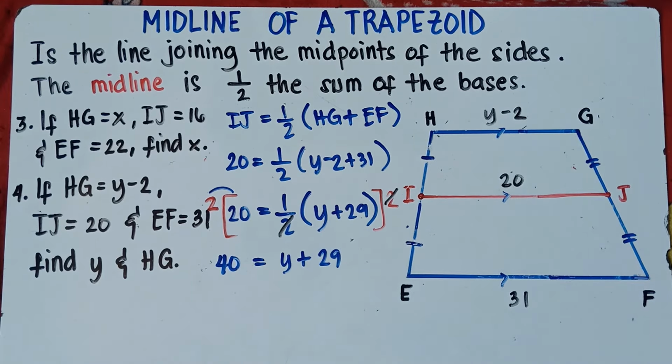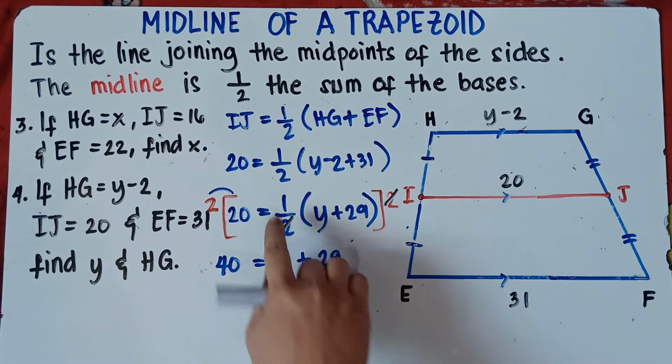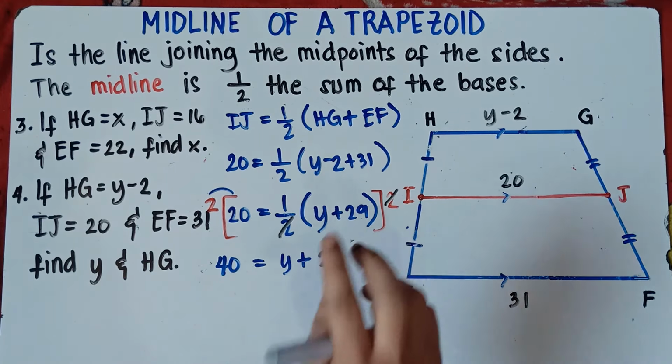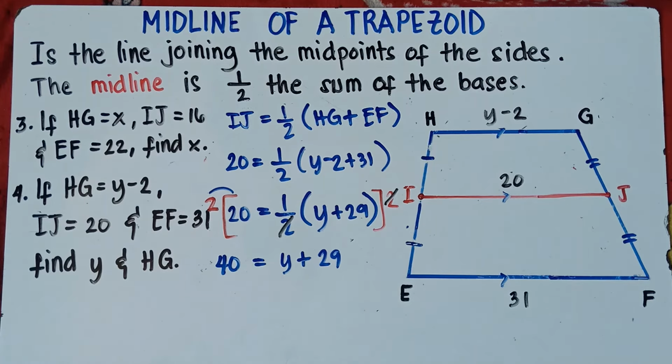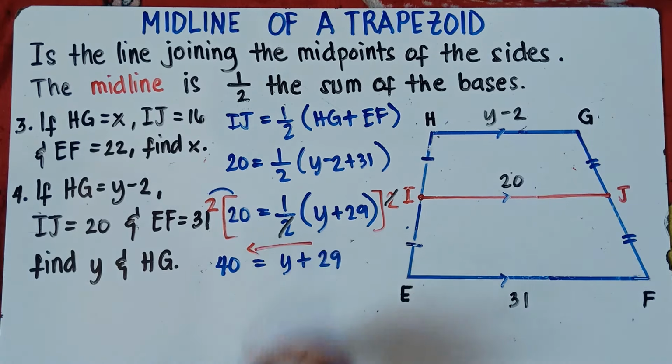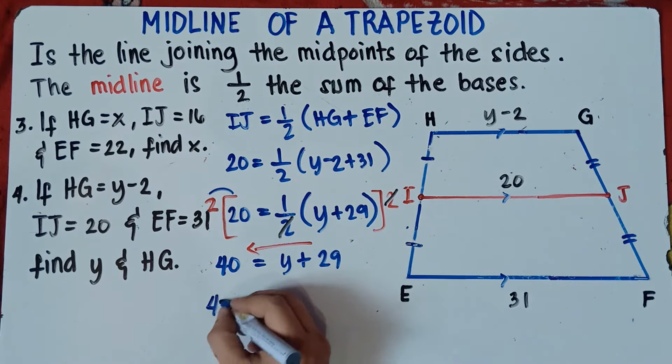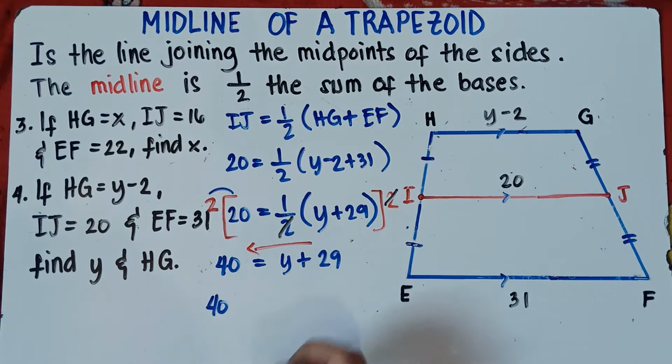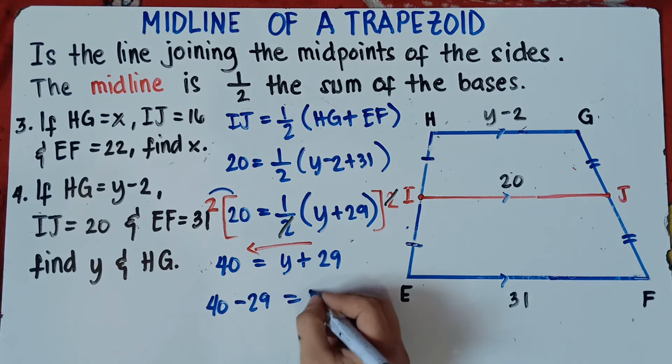Any number or any equation multiplied by 1, the answer is the number or the equation itself. So 1 times y plus 29 would be y plus 29. And to get the value of y, we transpose 29 from right to left. So this will be 40. This is positive 29, it will be negative 29 equals y.